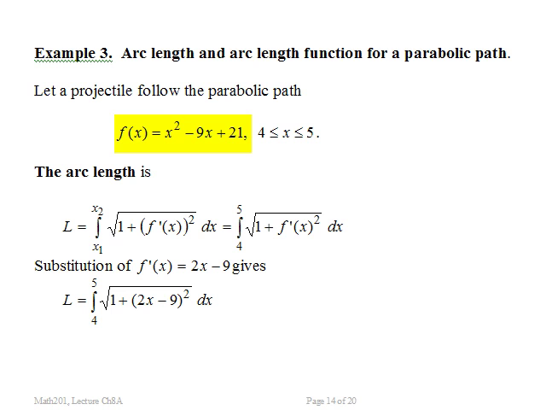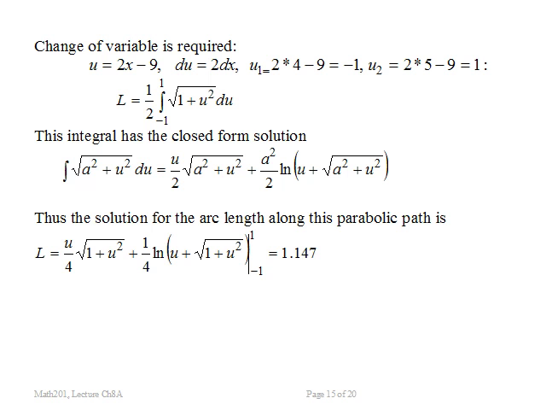Okay, so now we need to find the arc length. The arc length is going to go from x1 to x2, and if we want it between specific limits of, say, 4 to 5, those become our limits of integration. The integrand is the square root of 1 plus f prime squared, so we have to take the first derivative and then square it. Okay, we'll make a change of variable and let u be 2x minus 9, easy enough, and our integral becomes 1/2 times the integral from minus 1 to 1 of the square root of 1 plus u squared du.